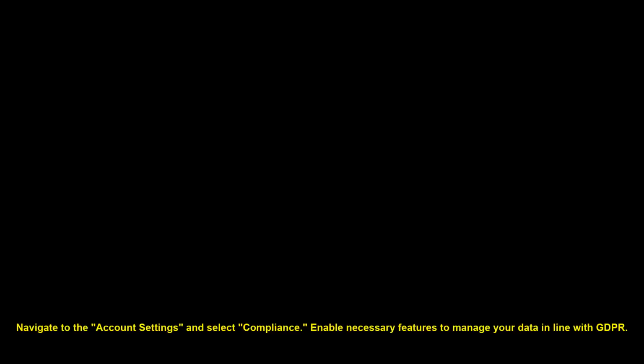Next, familiarize yourself with HubSpot's GDPR compliance tools. Navigate to the account settings and select Compliance. Enable necessary features to manage your data in line with GDPR. Conduct regular audits of your data access logs. This will help you identify any unauthorized access or anomalies.